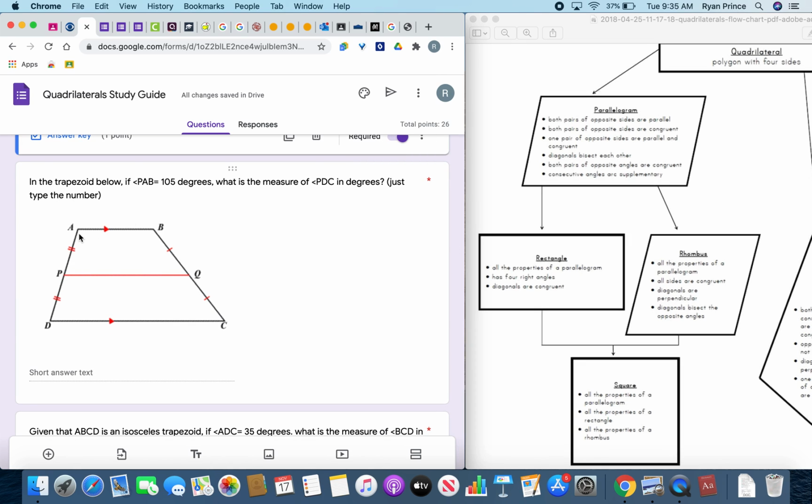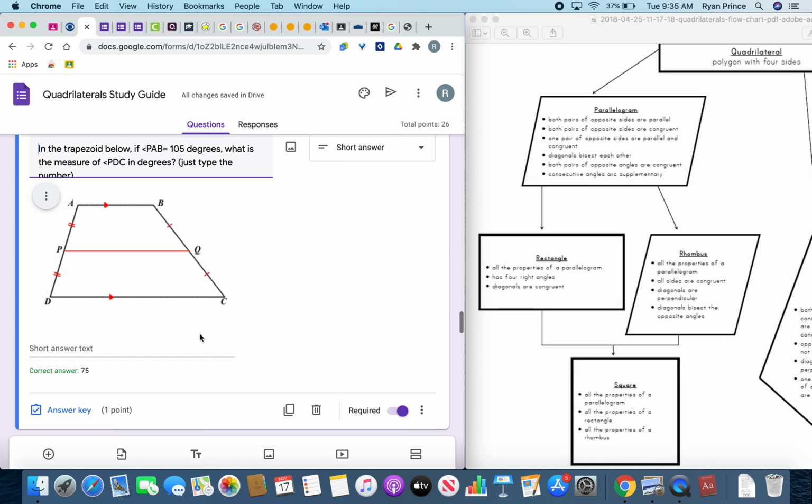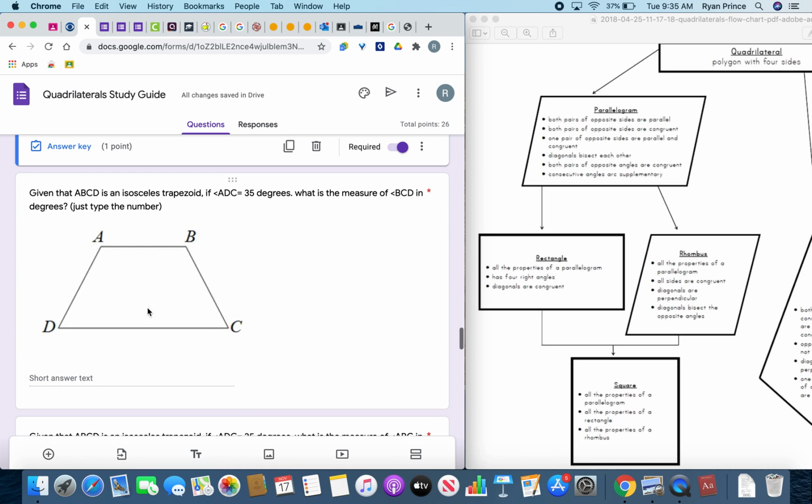PAB is 105 degrees. What's the measure of PDC? These are supplementary. You've got a trapezoid, PAB, that's 105 degrees. The angle that's on the same leg is going to be supplementary to that. So it should be 75 degrees. And it is 75 degrees. These two angles don't relate to these two angles at all. They relate to each other. These are supplementary to each other. These are supplementary to each other. And I went over that more in the trapezoid video.